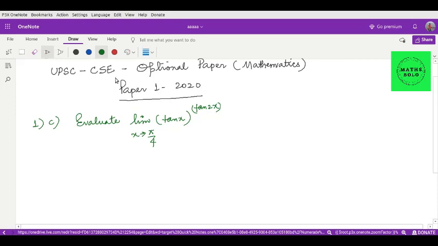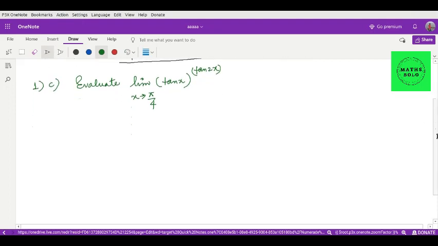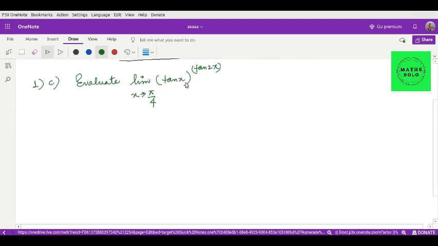of 2020 of UPSC CSE. So here we have the question: evaluate the limit as x tends to pi upon 4 of tan x to the power tan 2x.